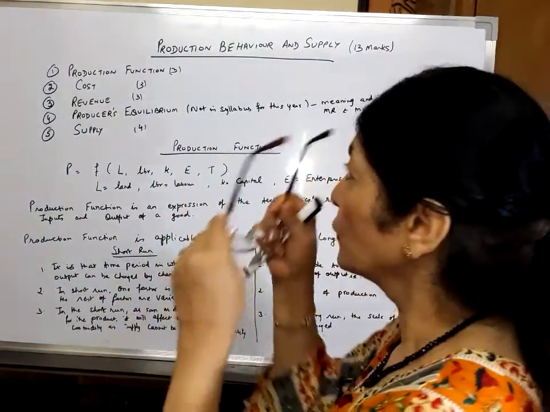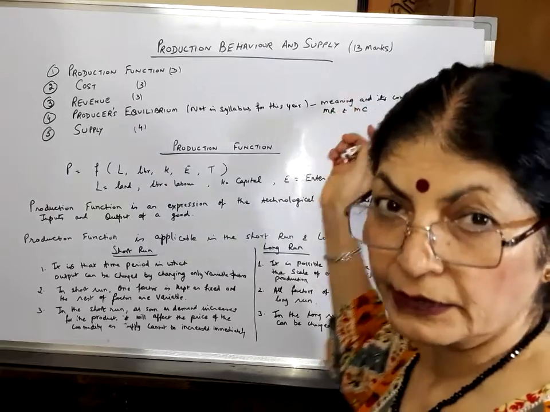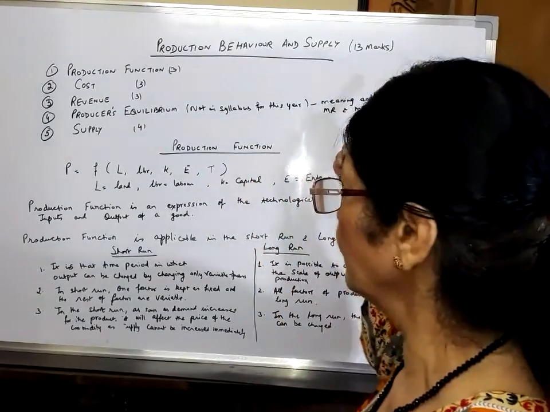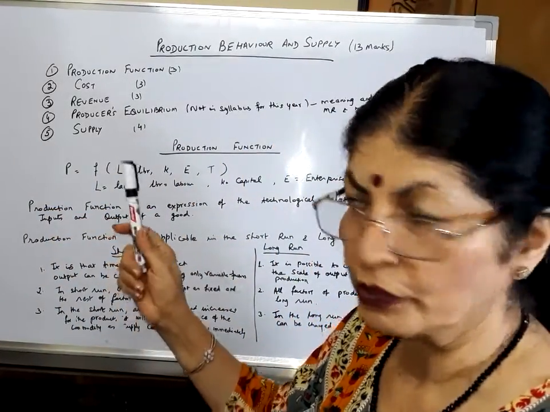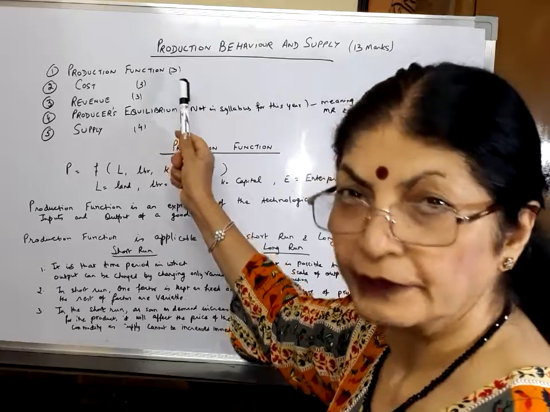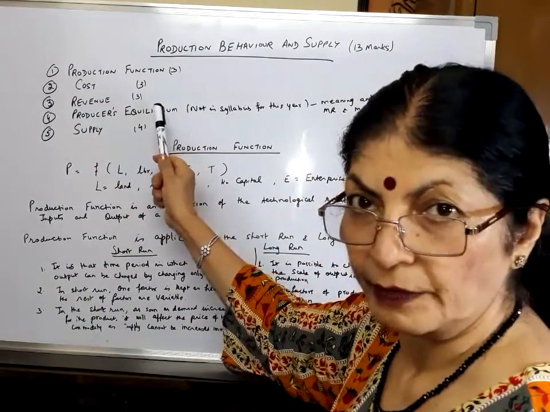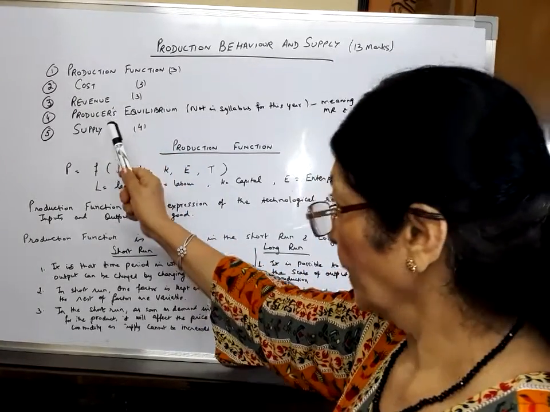So, production, behavior and supply is the name of the unit. It carries 13 marks. Out of these 13 marks, the breakup is as follows. Production function carries 3 marks. Cost carries 3 marks. Revenue carries 3 marks.